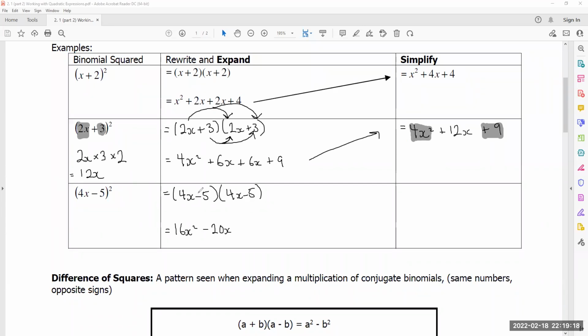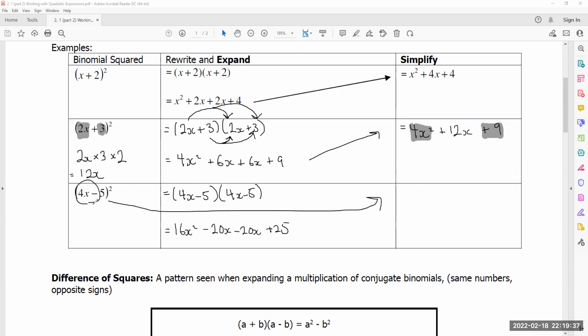Negative 5, now it's negative 5's turn. Negative 5 times 4x is negative 20x. And negative 5 times negative 5 is positive 25. Now, let's pretend you saw the pattern. And instead of going from here, I'm going to go straight from here because I know the pattern.